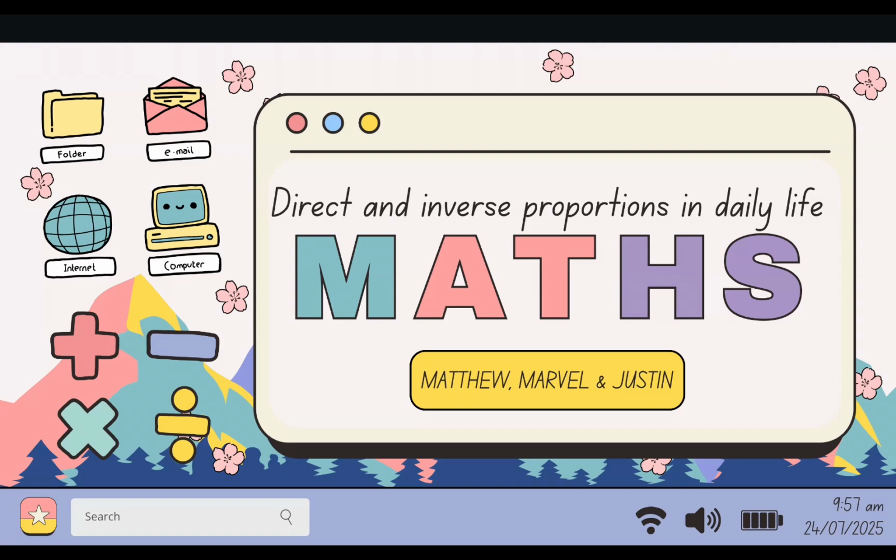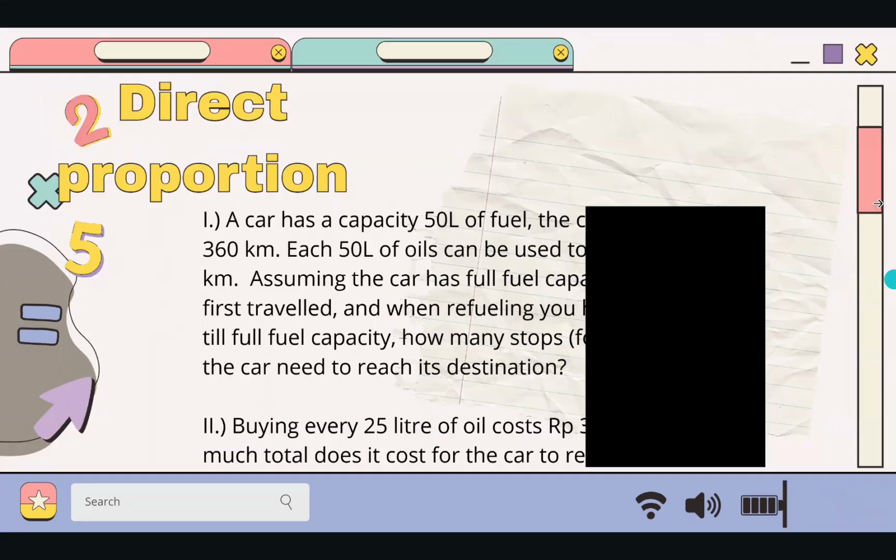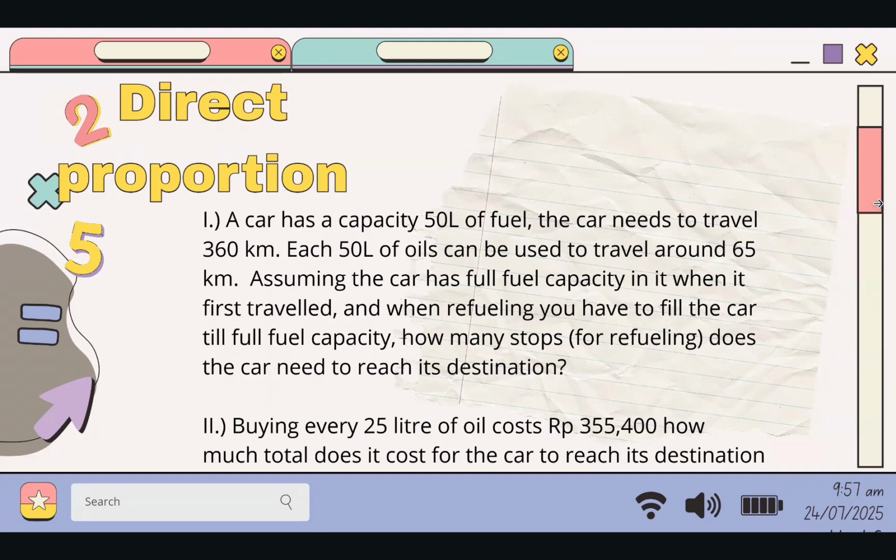And today we're going to talk about direct and inverse proportion in daily life. So this is the question about direct proportion. There are two parts to this question.